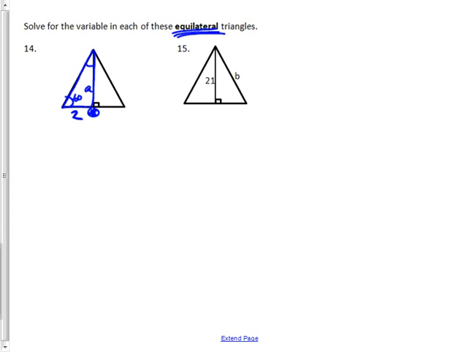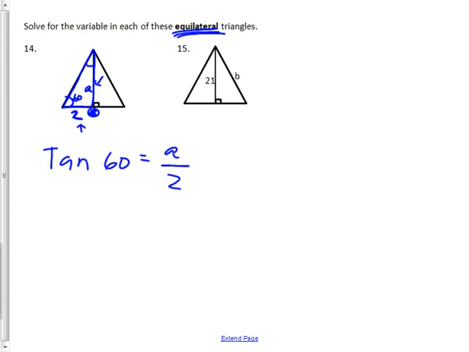And I'm going to say, should I use sine of 60? Let's see, I have the opposite and then I have the adjacent. I should use the tangent of 60 because that uses the opposite and the adjacent sides. And that would be A over 2. And what is tangent of 60?